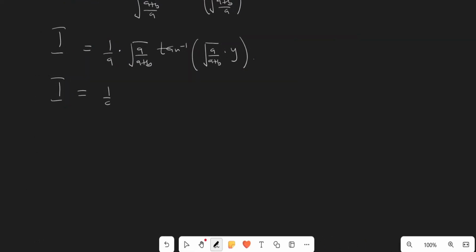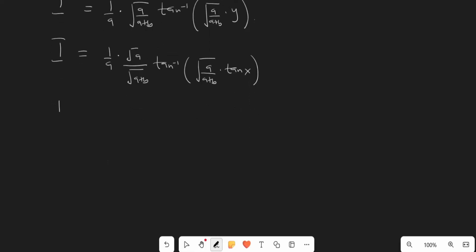So this is 1 over a, and then this can be written as the square root of a over the square root of a plus b, and then the tan inverse of the square root of a over (a plus b), and then replace y with tan of x, our substitution. Here we can do some rationalization. We have 1 over a times the square root of a. I'm going to rationalize by multiplying by the square root of a and doing the same thing to the denominator, square root of a, and then the tan inverse of the square root of a all over (a plus b) tan of x.